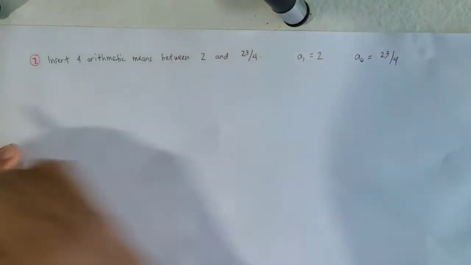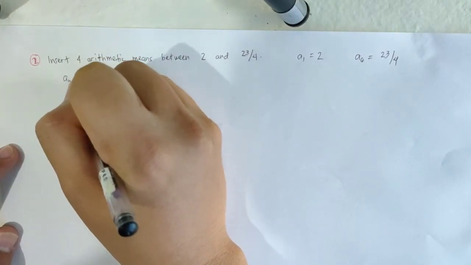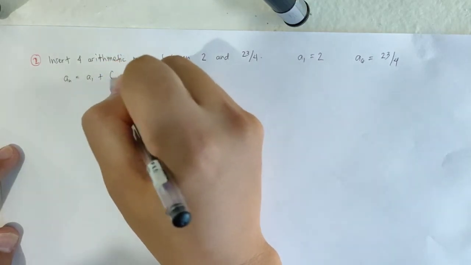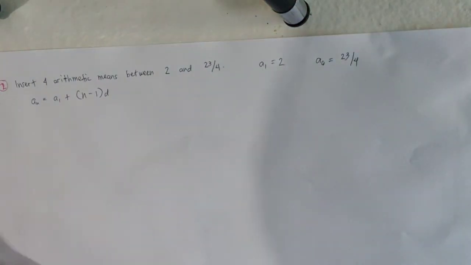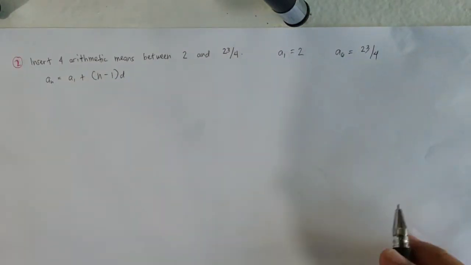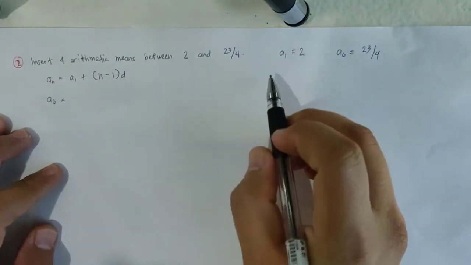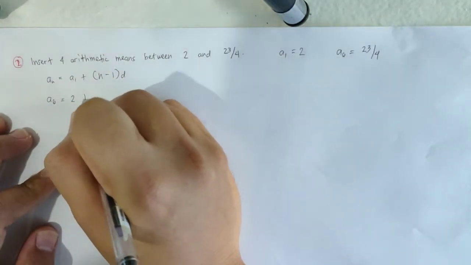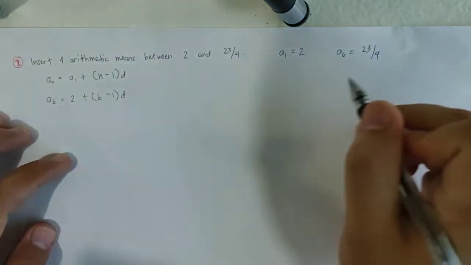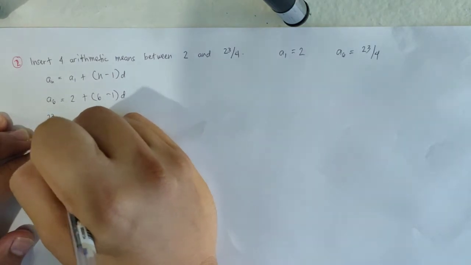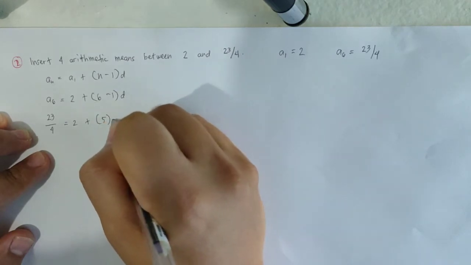23 over 4. Ganun pa rin, gamit yung general term ng arithmetic sequence, a sub n equals a sub 1 plus quantity of n minus 1 times d. Okay, game. Solve for d. So gamit ang formula, ito ay magiging a sub 6 equals, anong a sub 1 natin? 2 plus, ano yung n natin? 6 minus 1, wala pa tayong d. Okay, anong value ng a sub 6? 23 over 4 equals 2 plus 6 minus 1 is 5 times d.